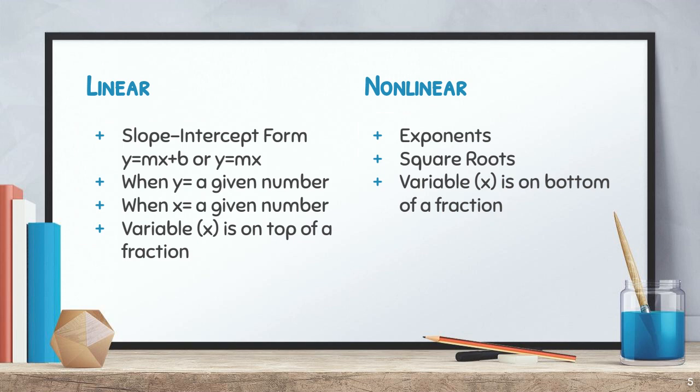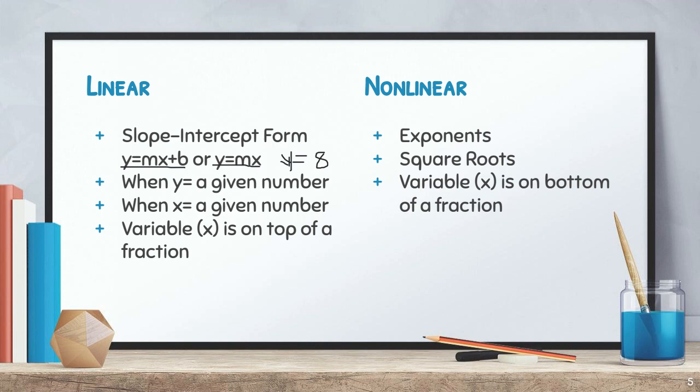So now let's talk about equations. The last slide talked about graphs. This one we are talking about equations. So if the equation is in slope-intercept form, y equals mx plus b or y equals mx, those would be linear functions. So if you have y equals a given number, let's say that it is y equals 8, for example. If I have y equals 8, that is a given number. It doesn't matter what the given number is, if it's y equals the number, that would be a horizontal line.